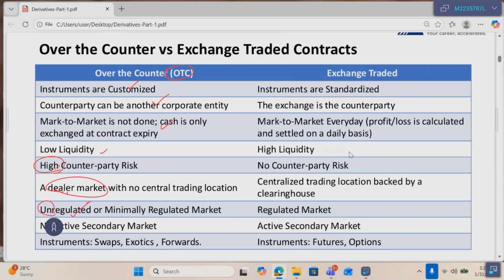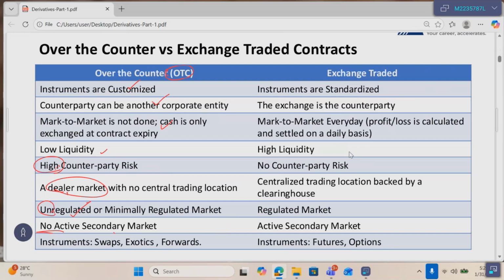Who will sit and bother to check who is getting what, who is dealing with whom? They'll not regulate that because it's over the counter, correct? And you cannot deal with a third person. You're dealing with him, you close the deal with him. There's no other secondary market here, right?